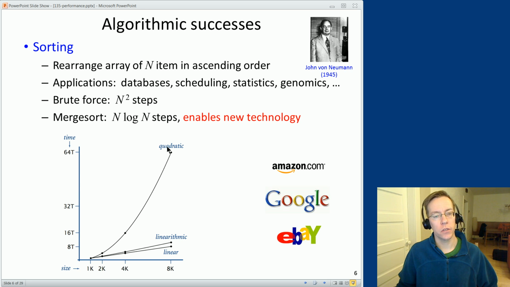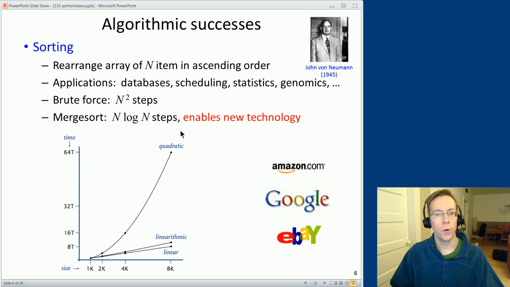Quadratic would be the n squared algorithm, whereas linearithmic is another word for n log n. And you can hardly tell. Linear would be just something that goes as n. So instead of taking n squared steps, it takes just n steps. So that's linear. And linearithmic, yes, it's above, but as we're doubling the problem size, it's really not that far off linear, and it's a heck of a lot better than quadratic.